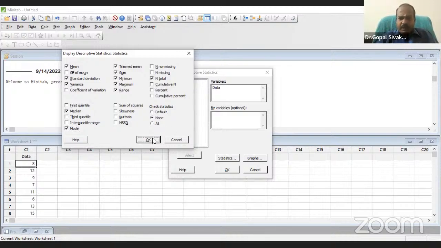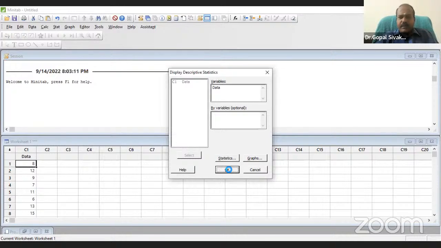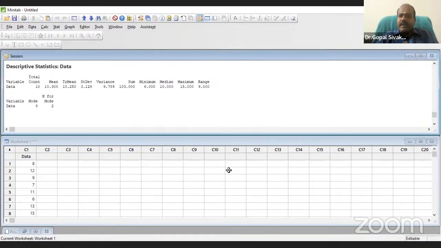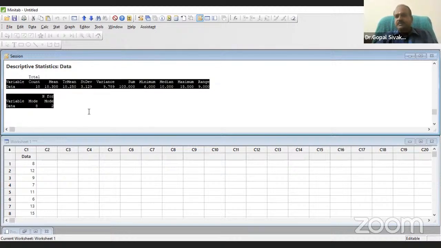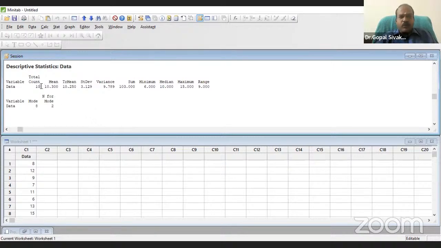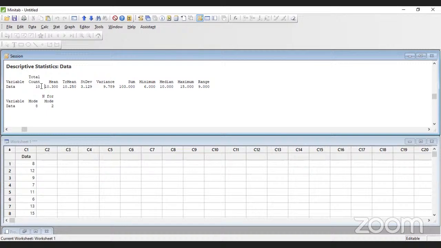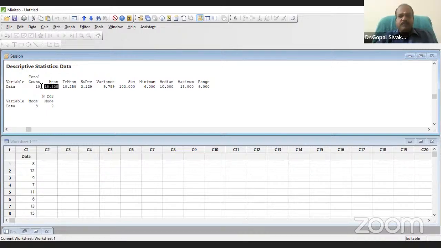Let me give OK and give OK again. Minitab will calculate all these things for me. Can you all see the data here? I mean, some report here. Total count, how many data is here? 10 data. And the mean value is 10.30. Trimmed mean is 10.250. How much value we have trimmed? 0.05 we have trimmed, isn't it?